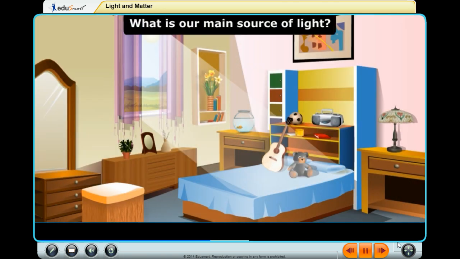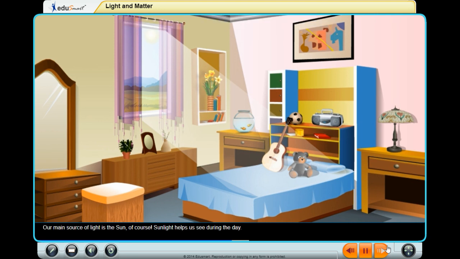Now, what is our main source of light? Our main source of light is the sun, of course. Sunlight helps us see during the day.